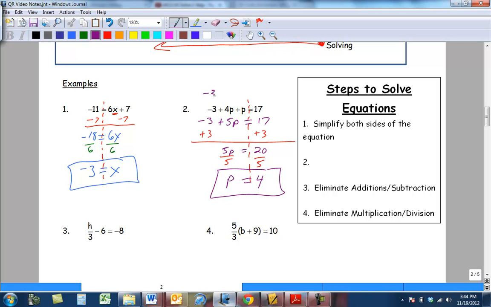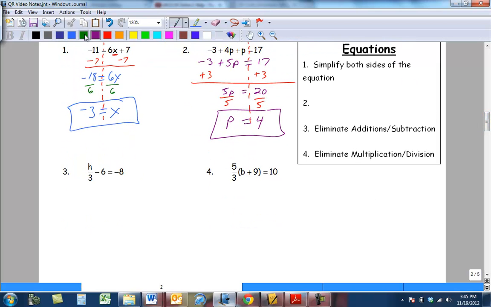Check your answer. Negative 3 plus 12 plus 4. Negative 3 plus 12 is... Oh, excuse me. Negative 3 plus 16. 4 times 4 is 16. Negative 3 plus 16 is 13. Plus 4 is 17. So we know that we're right.